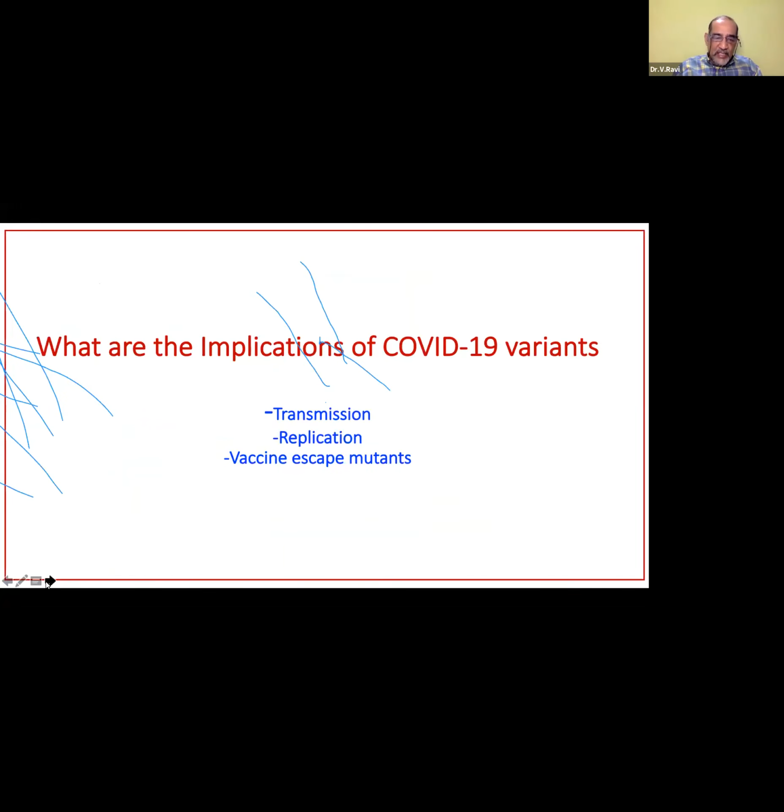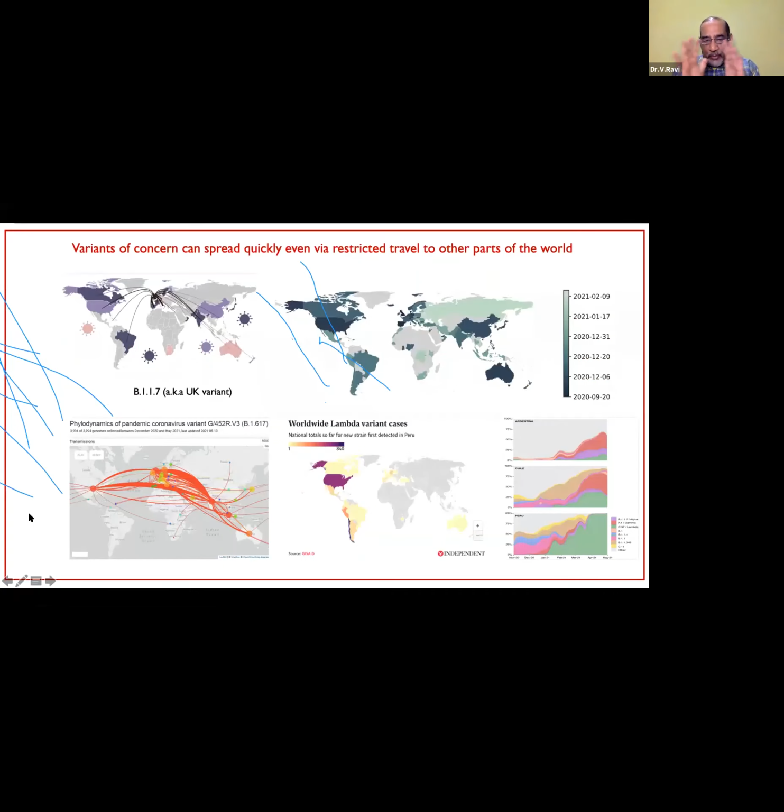What are the implications for COVID-19 variants? As I said, there are 3: on transmission, on replication, and vaccine escape. Here is a map where I put together the implications for transmission. The top left one is the first one, the UK variant. It came to light because there were reports of increased cases in Kent County of UK, and within a matter of 4 to 6 weeks, UK had a huge surge in December, January. And these were thousands of cases. And that's when they identified this variant.